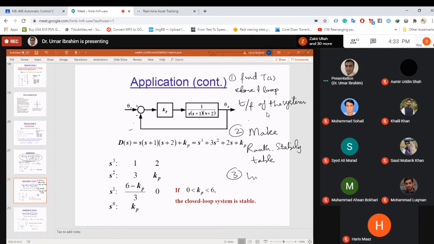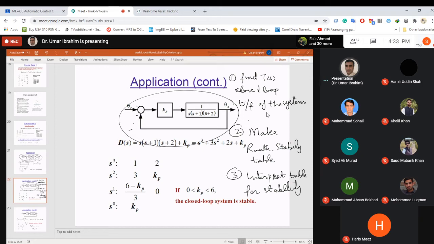Three, interpret table for stability. That will be your answer. Okay. Step number 1, find the transfer function of the closed loop feedback control system.